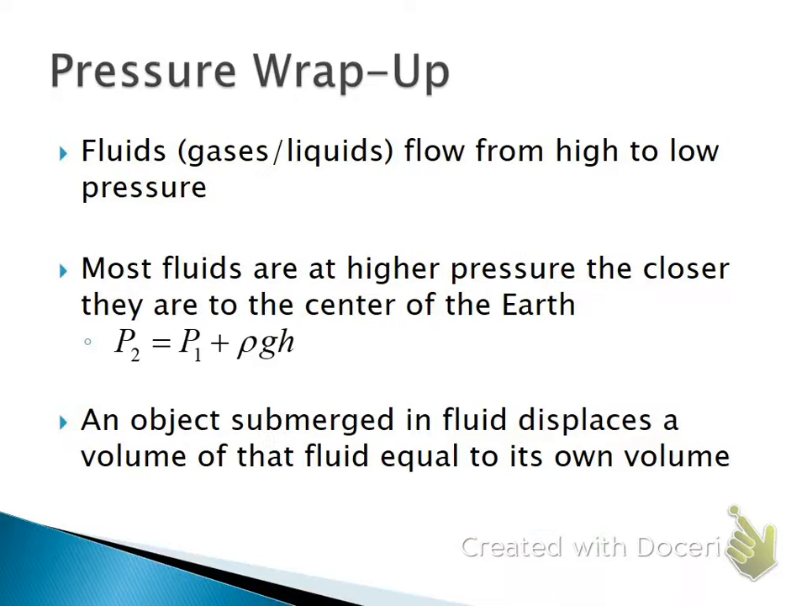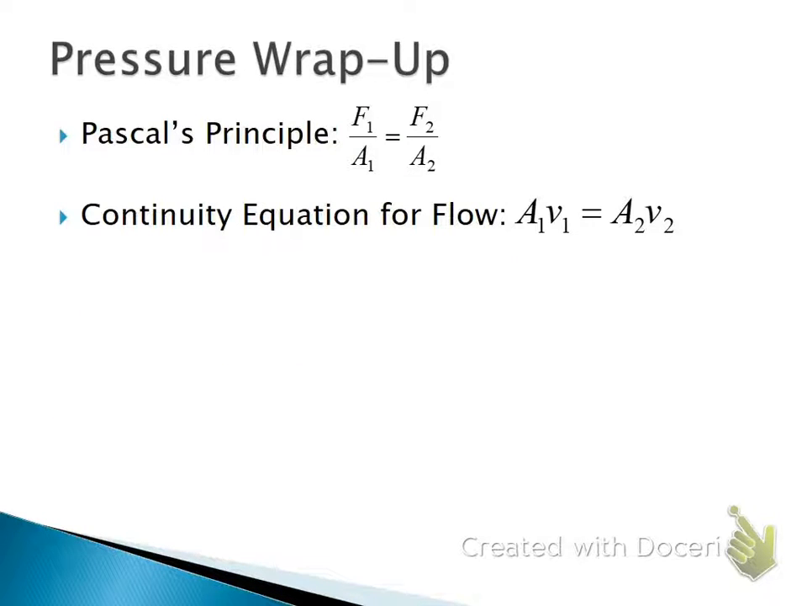Right? So as a general reminder, fluids flow from high to low pressure. Fluids are at a higher pressure the closer they are to the center of Earth because of gravity. An object submerged in fluid displaces a volume equal to its own volume. That's just good old Archimedes. Pascal's principle tells me that a change in pressure in one location is the same as the other. F1 over A1 equals F2 over A2. I'll use this a lot for hydraulic lifts. And the continuity equation, as a fluid is moving, A1 V1 equals A2 V2. The cross-sectional area that it's traveling through times its velocity stays constant.